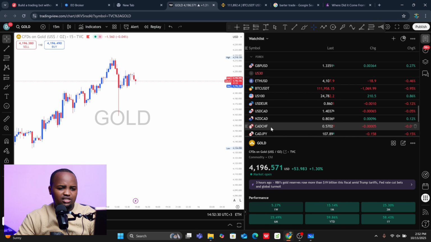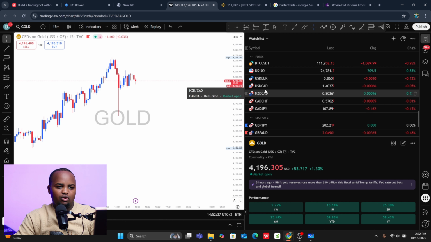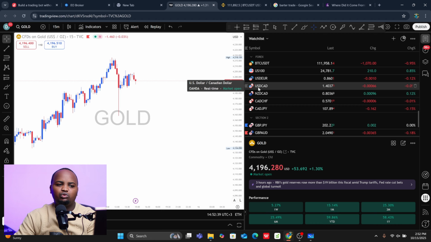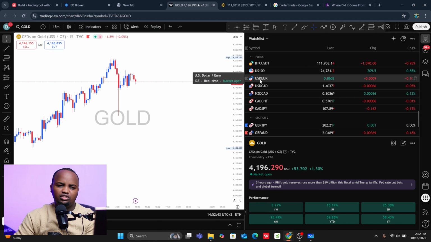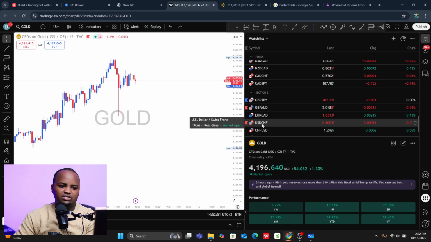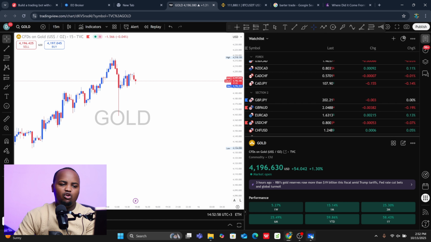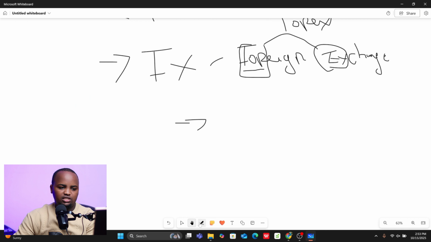For example, here you can see you can trade Canadian dollar versus Japanese yen. I mean, we have USD CAD, which is US dollar versus Canadian dollar. We have USD versus euro. We have GBP, which is British pound, and Japanese yen. We have USD versus Swiss franc. We have Swiss franc USD. So we trade them like that. So when we talk about those currency pairs, this is what we're talking about.